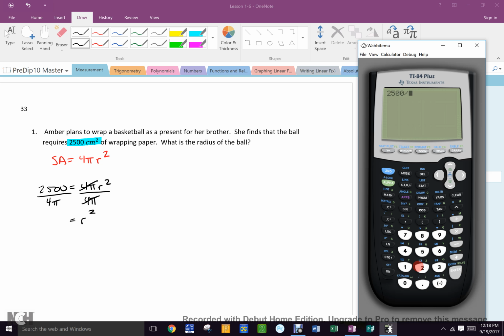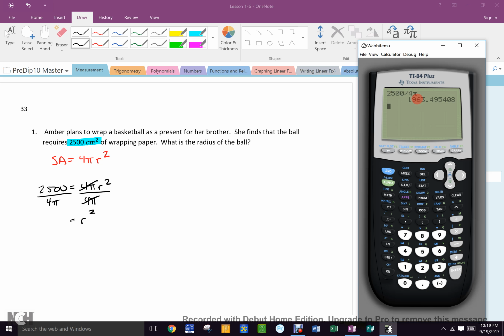Well, damn. Amshman, what would you do? There's two ways you can do it. Amshman, I only want one. 2,500 divided by 4 pi, second function pi. But then you can also do 2,500 divided by 4 times pi. So Amshman says that's the answer, equal to r squared.